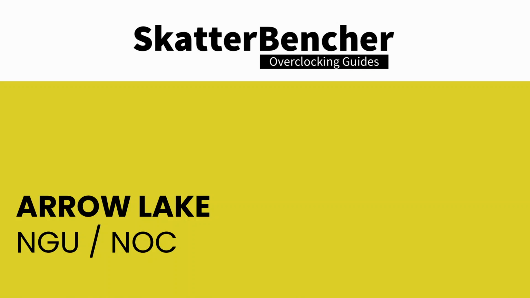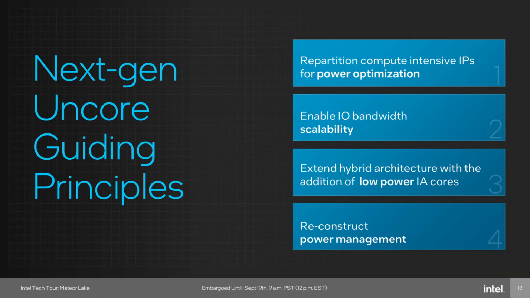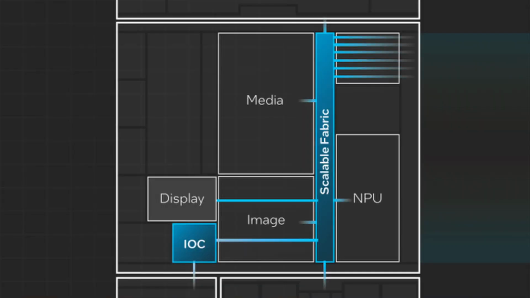NGU stands for Next Generation Uncore and is a successor to the Uncore we know from previous generation Intel processors. On Arrow Lake S, NGU overclocking is essentially NOC overclocking. The NOC fabric is the primary communication bridge between the various IP blocks on the chip, such as the memory controller, the CPU cores via the D2D, graphics also via the D2D, and so on.